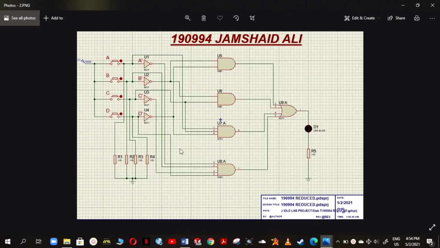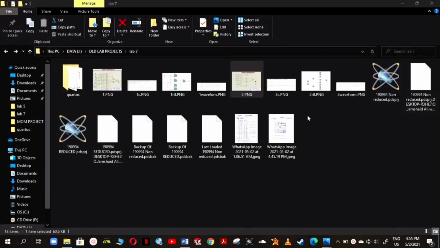The first input is not of A, the second input is B, the third input is not of C, and the fourth input is simply D. And I connected an OR gate having 4 inputs to add the sum of all these AND gates, and here I connected an LED to check whether our circuit is true or not. So this is our basic Proteus circuit of the reduced form of our Boolean expressions. So now we are going to discuss our Quartus Verilog HDL codes.